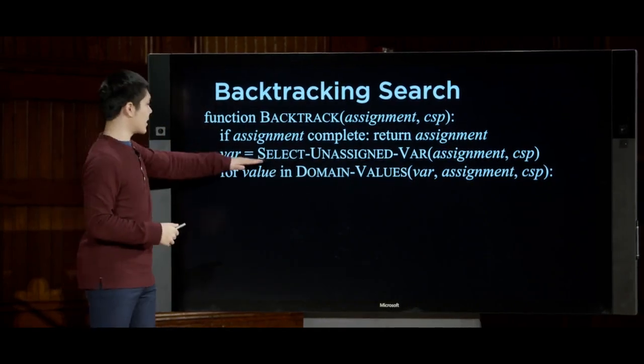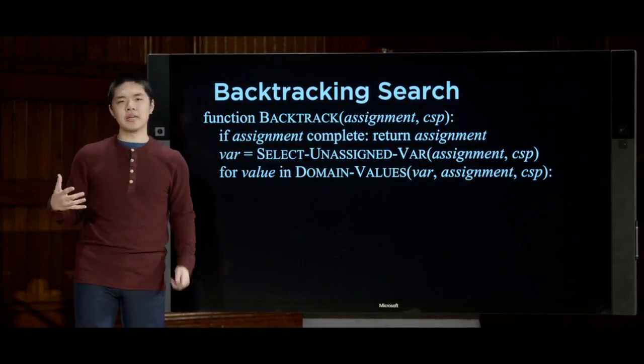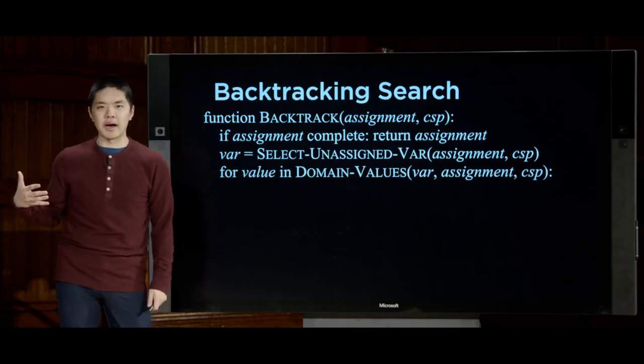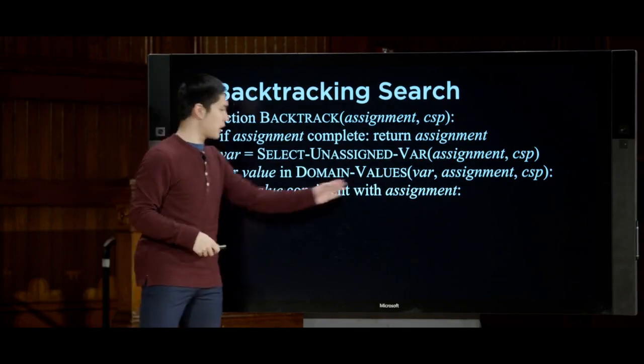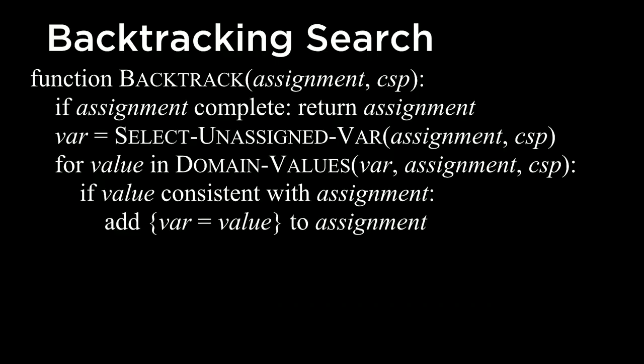So I've taken a random unselected variable. I'm going to loop over all of the possible values. And the idea is let me just try all of these values as possible values for the variable. So if the value is consistent with the assignment so far, it doesn't violate any of the constraints, well, then let's go ahead and add variable equals value to the assignment because it's so far consistent.